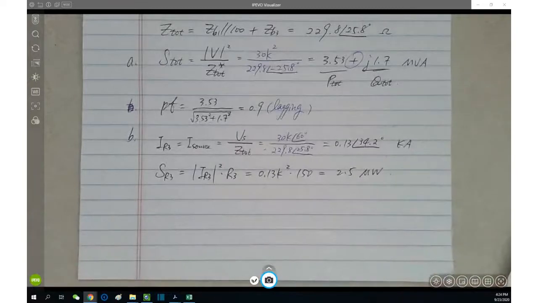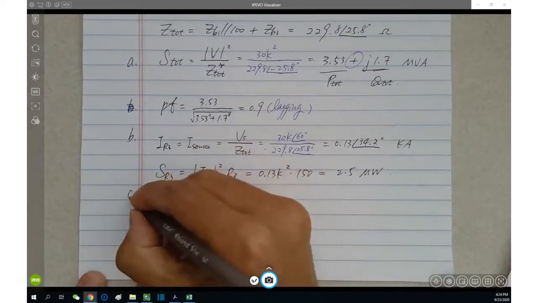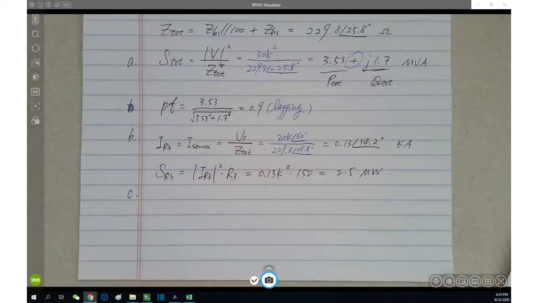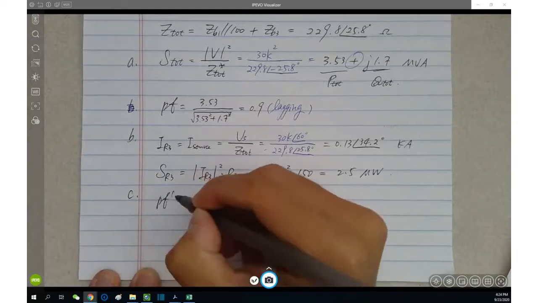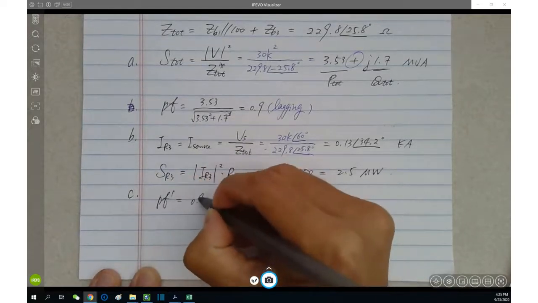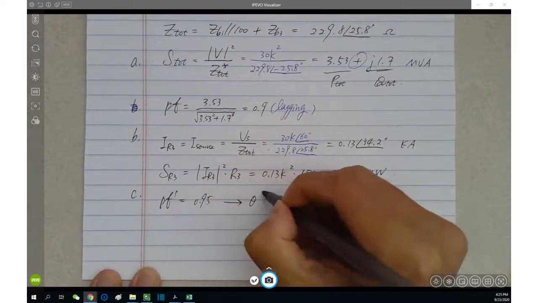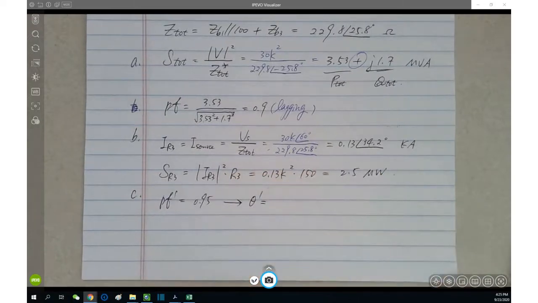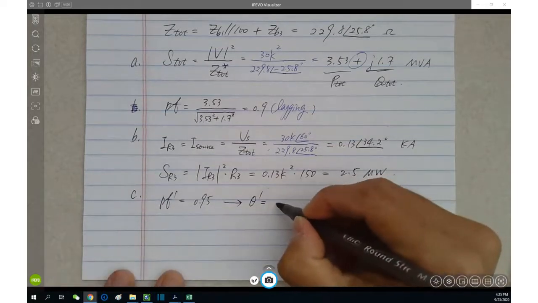All right, let's continue our quiz 3 with question C. Question C is applying a capacitor across the source. Across the source, the new power factor is required to be 0.95. From here, we get the new power angle. It is told to be leading, right? Yeah, leading power factor, so this angle is negative.